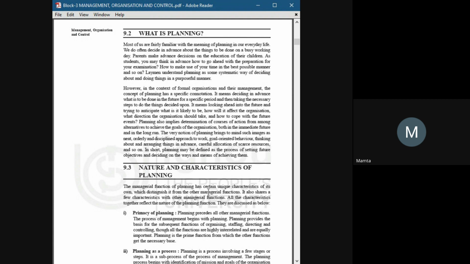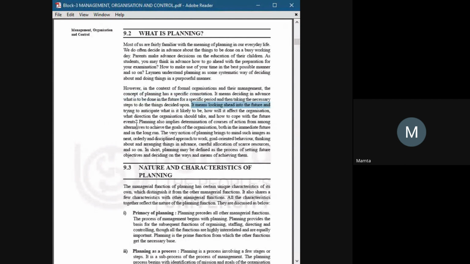Now let's read from here. It means deciding in advance what is to be done in the future for a specific period, and then taking the necessary steps to do the things decided upon. It means looking ahead into the future and trying to anticipate what it is likely to be, how it will affect the organization, what direction the organization should take, and how to cope with future events.